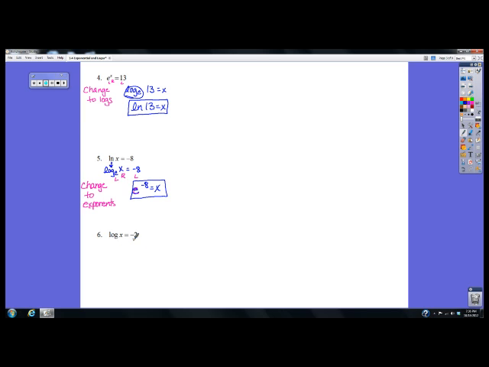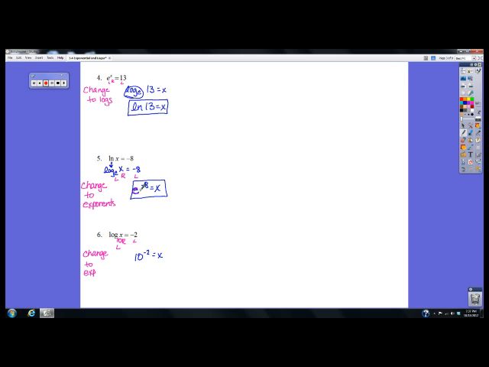Log of x equals negative 2. If there is no base right there, remember that it is an understood 10. Not much you can do there with the form that it's in, so we are going to change this to exponents also, or abbreviate there. So we're going to go left, right, left. 10 to the negative 2 equals x.